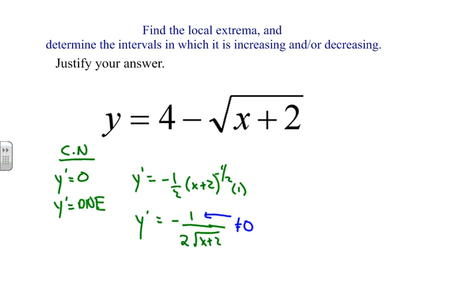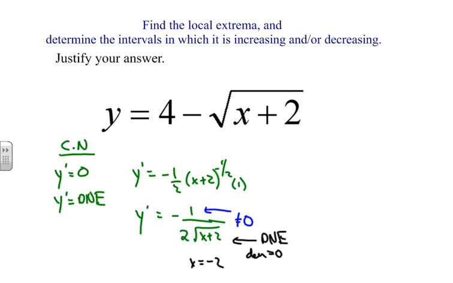Well, if you look at the bottom, obviously it can't be negative, so look at the bottom, where does it not exist? It appears not to exist when the denominator equals 0, and that would be when x equals negative 2. So we find a critical number at negative 2.